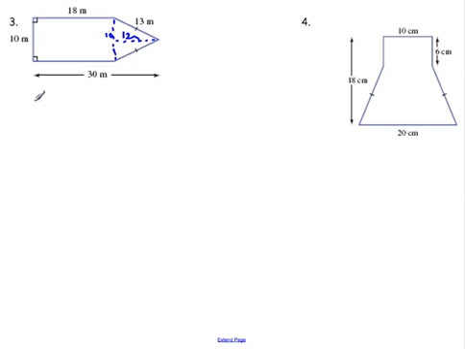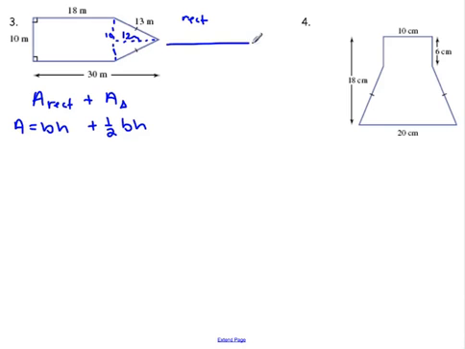Okay, so I have the area of a rectangle plus the area of a triangle. The area formula for a rectangle is just going to be base times height. Area of a triangle is going to be 1/2 base times height. I'll come over here, and for my rectangle, maybe I'll just split this into two areas. This will be my rectangle things. These are going to be my triangle pieces.